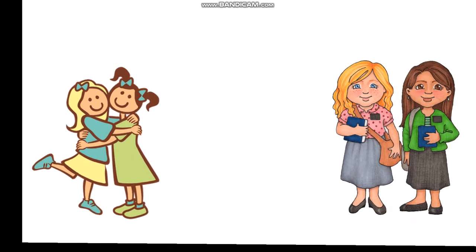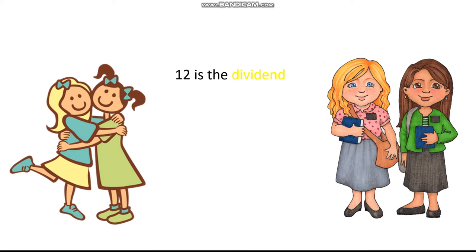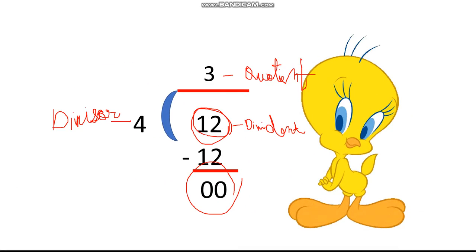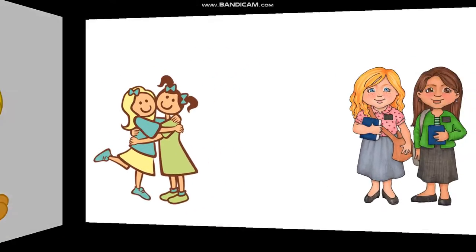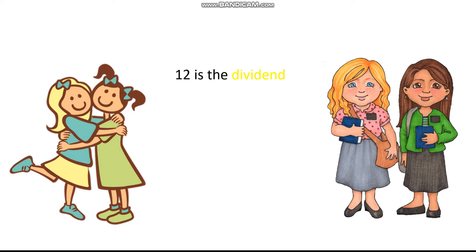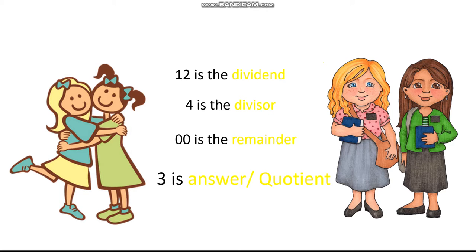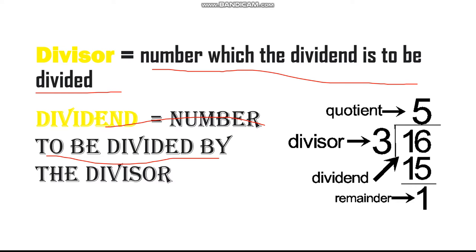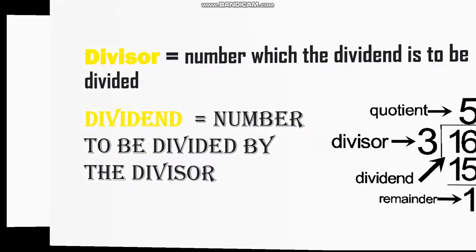Correctly guessed, this is our remainder. Understanding it further, 12 here is the dividend, 4 is the divisor, 0 is the remainder, and 3 is the answer. We can say it with a question. Divisor is the number by which the dividend is to be divided. Dividend is the number to be divided by the divisor. Hope you understand. Moving on.